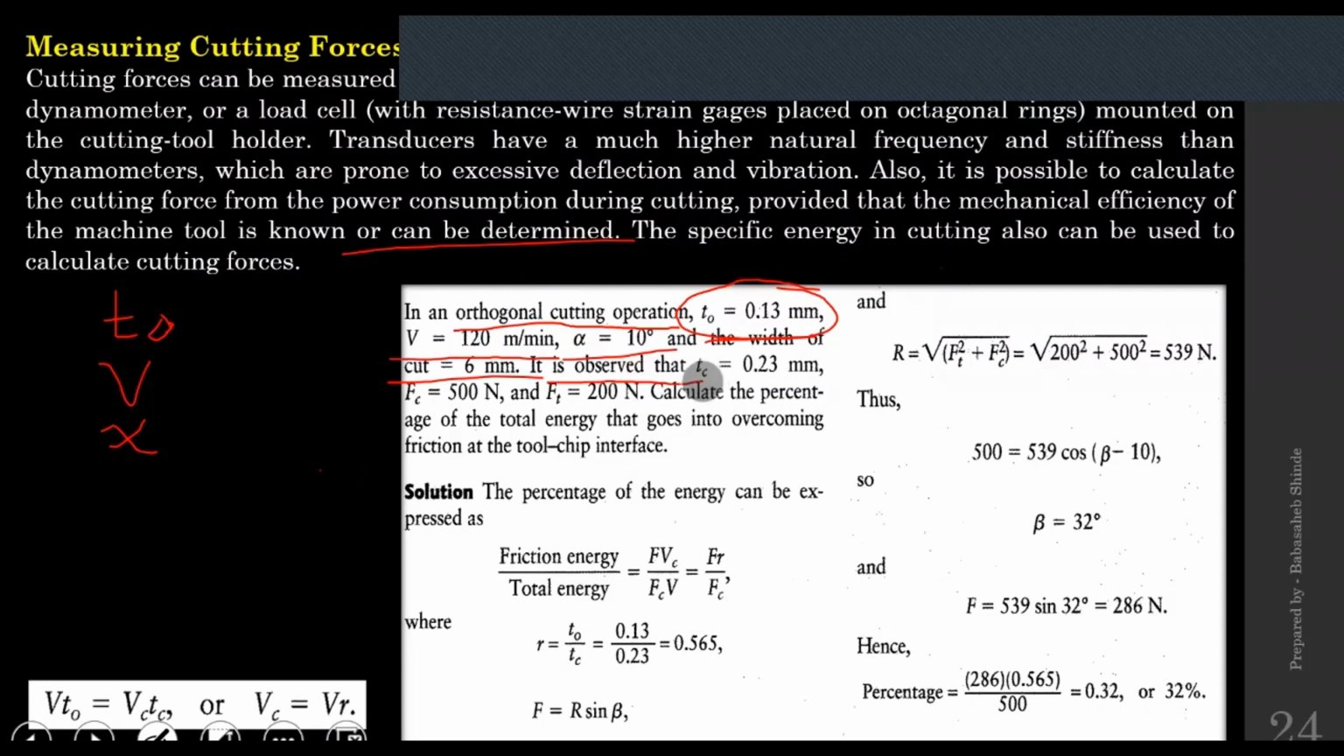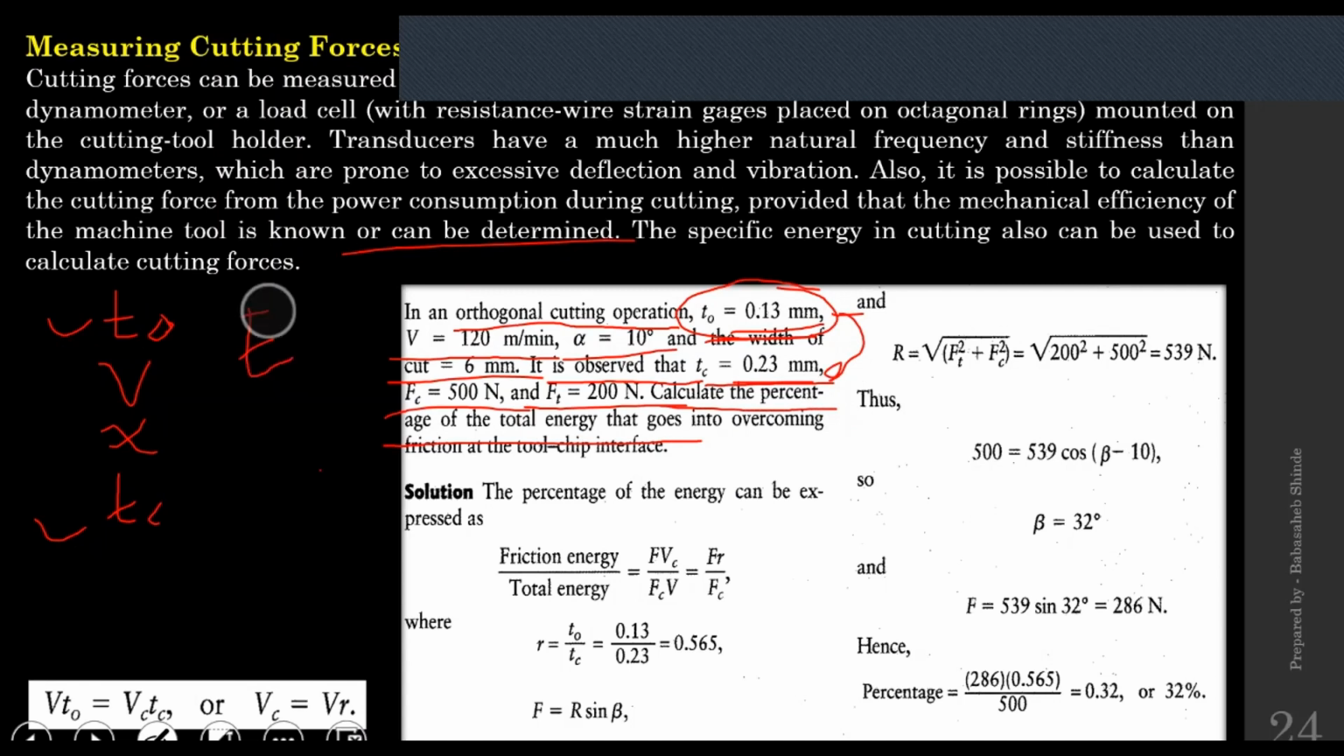It is observed that TC is 0.23. Chip thickness is also given. This T0 is uncut chip thickness, TC is chip thickness, that TC is 0.23. You can compare the difference between those two. Uncut is 0.13, whereas chip thickness is 0.23, so almost twice. Then FC, cutting force is given 500 Newton, thrust force FT is given 200 Newton, and what we need to do, calculate percentage of total energy.